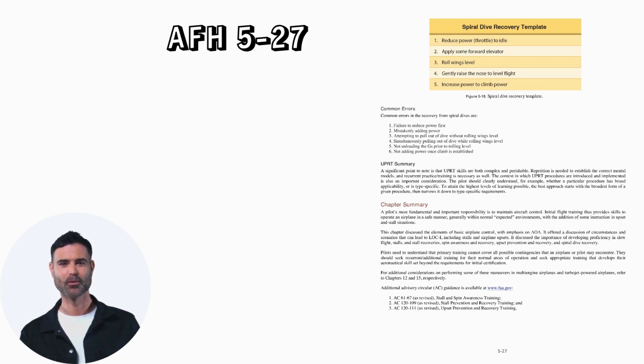For additional considerations on performing some of these maneuvers in multi-engine airplanes and turbojet-powered airplanes, refer to Chapters 12 and 15, respectively. Additional advisory circular (AC) guidance is available at www.faa.gov. 1. AC 61-67 as revised, Stall and Spin Awareness Training. 2. AC 120-109 as revised, Stall Prevention and Recovery Training. And 3. AC 120-111 as revised, Upset Prevention and Recovery Training.